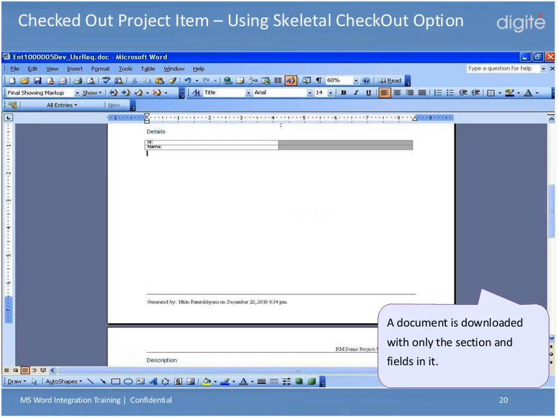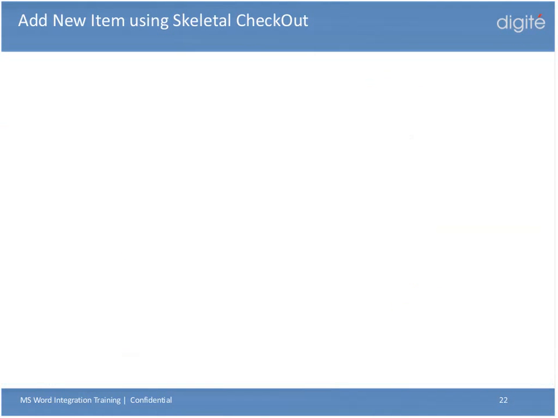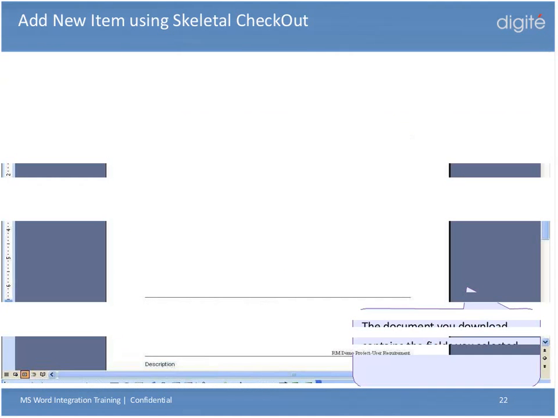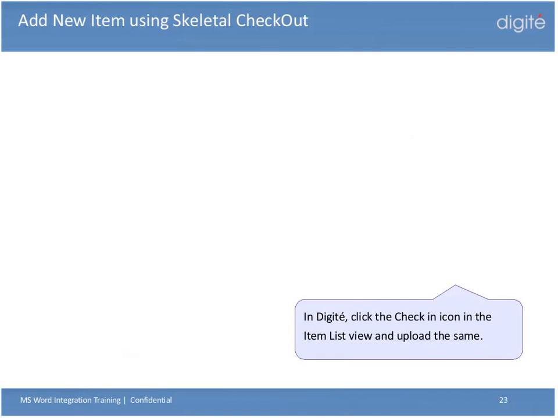Now, in this case, as you can see, this is a skeletal checkout option, so you will have no details here. If you want to put in the details, ID is not required. You can just give the name of a file. You can choose the field that I was mentioning. You can download the document and give the name of the instance. Resource calendar for the assigned effort.